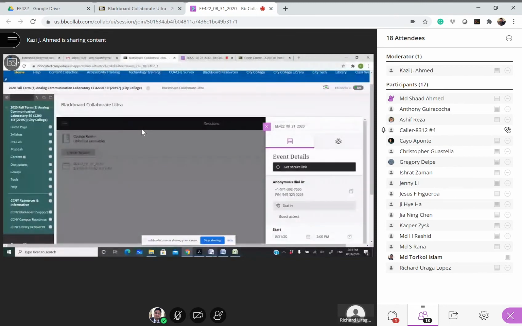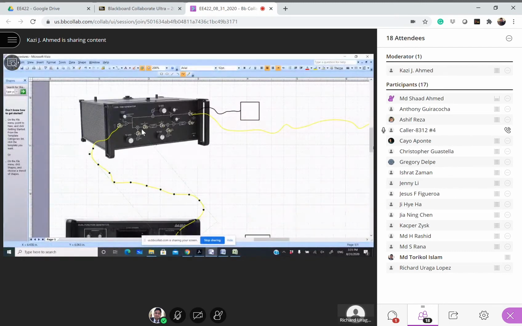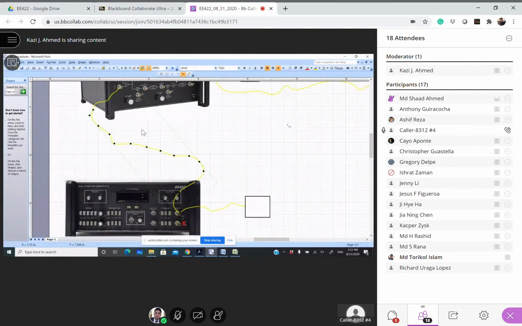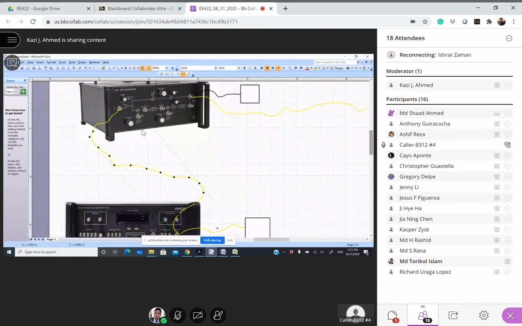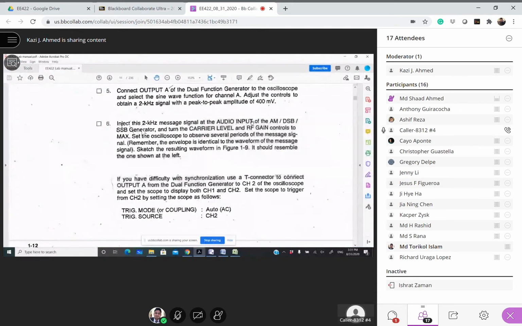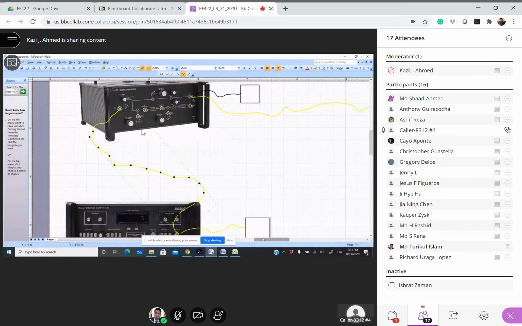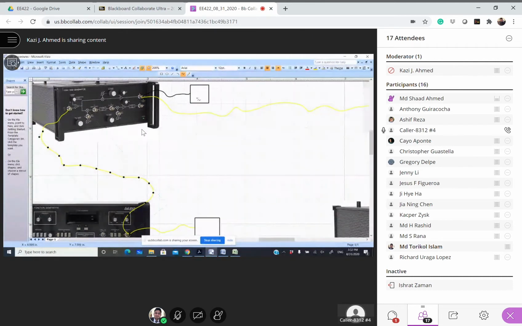Okay, good. So here now we put our message there, right? The message is there, so now our setup is kind of done. We create the message of 2 kilohertz and 400 millivolts, and then we connect it to the input. The name of the input is called audio input, right? Then it will start to give you modulation. Now on the oscilloscope, you're going to start to see modulation.